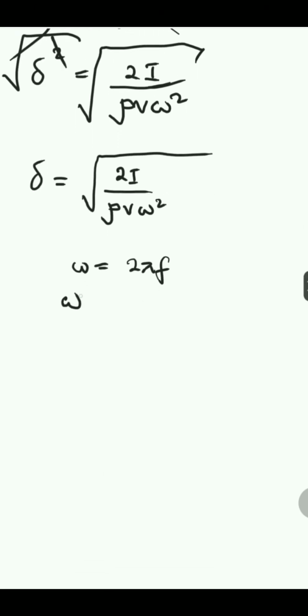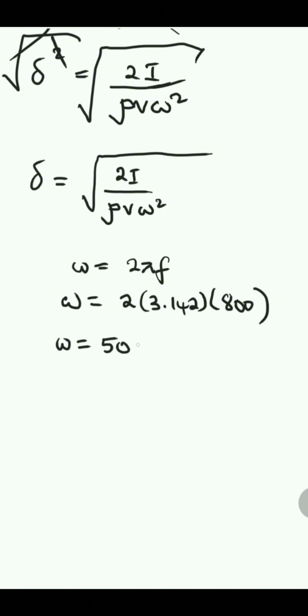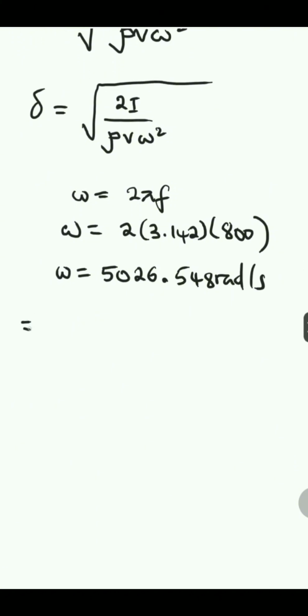And this will simply give us 2 times 3.142, then multiplied by 800. And this will give us nothing but 5026.548. And the units for angular frequency are rads per second. Okay, so we can now go back to our expression for finding the maximum displacement and substitute the value.